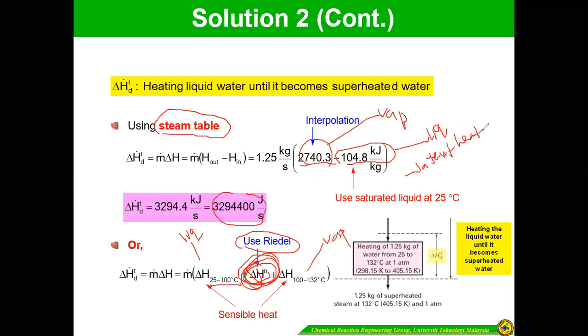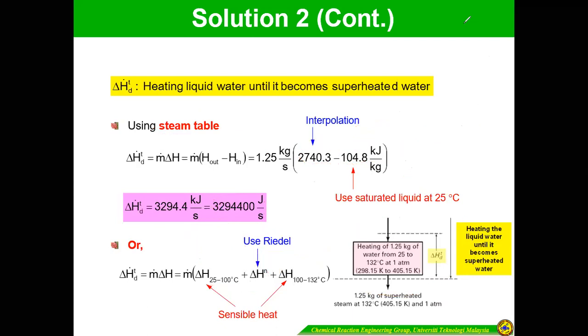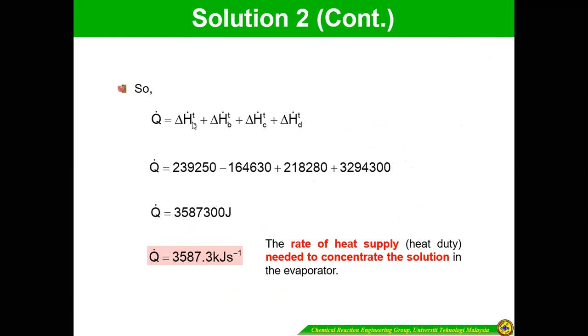Latent heat: change in phase, but no change in temperature. Okay, so this is the outlet. Then you just add all the values, so we can get the total Q. This one is for HA, HB, HC as well, HD. This one is sensible heat, this one is latent heat, this one is heat of mixing.